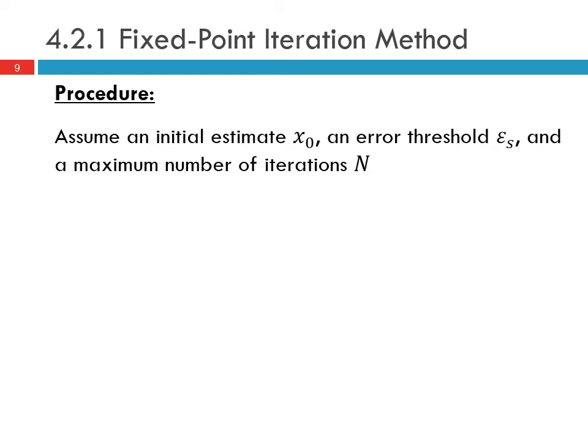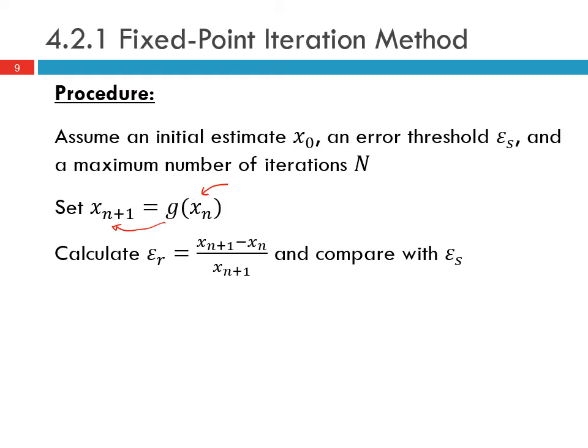So the procedure goes like this. Assume an initial estimate x0, an error threshold epsilon s, and a maximum number of iterations N. We set x_{n+1} equal to g of x_n. So again, this was our old estimate. We evaluate the function at our old estimate, and that gives us our new estimate.